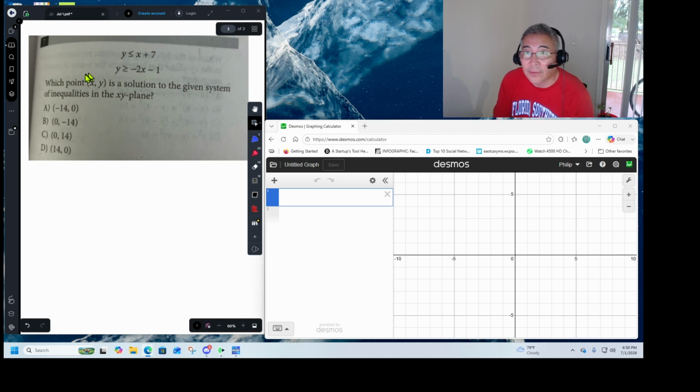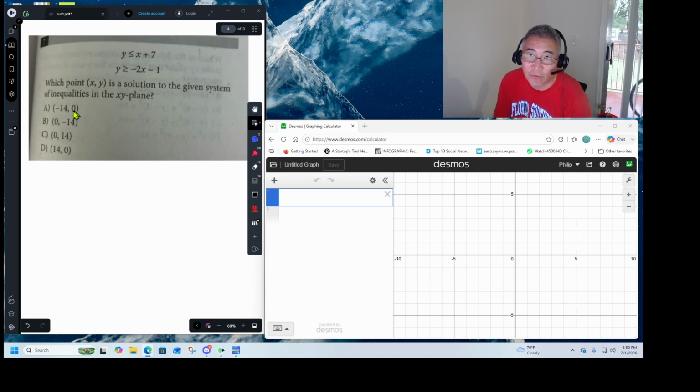Okay, so let's do problem 7 here. First I'll do it without Desmos, and then I'll do it with Desmos. Since this is a problem where they actually give you possible answers, maybe the easiest way to do this one is to just try each one of these coordinate pairs into each of these equations and see which ones actually create true statements.